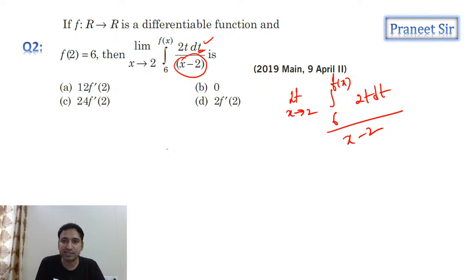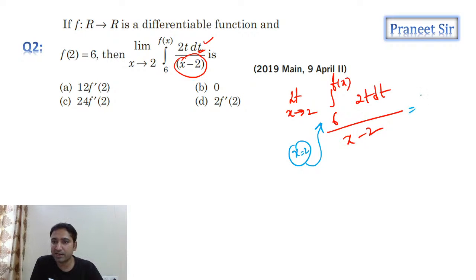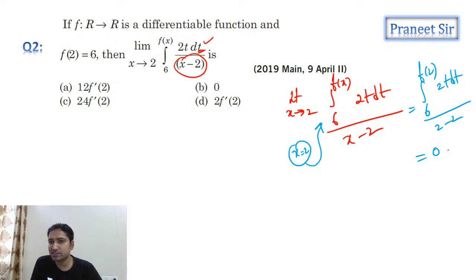Now if you substitute x equals 2 here, what are we getting? Integral 6 to f of 2. F of 2 he already gave, 6, into 2t dt by 2 minus 2 we are getting. Are we getting 0 by 0? Why? Because if the lower limit and upper limit are the same, can I say that the definite integration is 0? So as the lower limit and upper limit are becoming the same, we can say that it is 0 by 0.